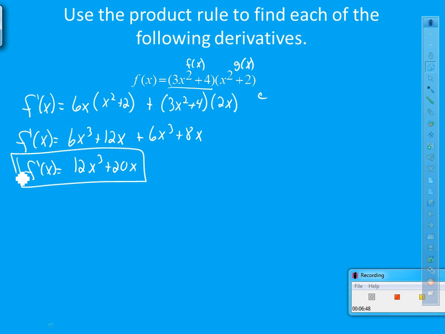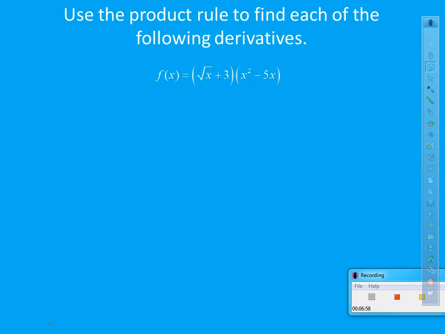So there's my second example using the product rule. I've got more coming, of course. So this would be the next example on your worksheet. I'm going to throw in some radicals. I got to make it pretty tough for you today.